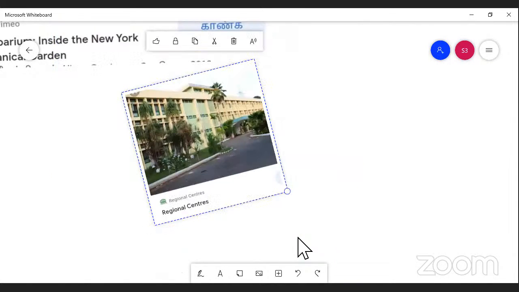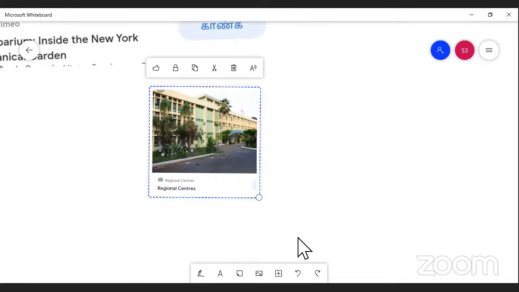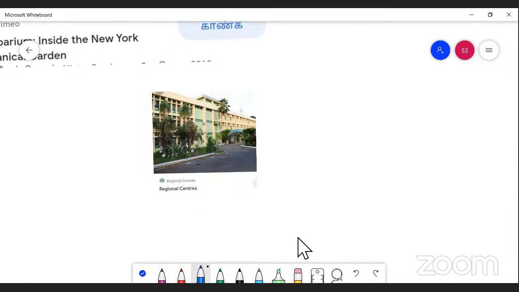So thank you for joining, my dear students. Sometimes the question may be asked about the uses of herbarium. Now I am going to give you a home assignment. Please take it down.